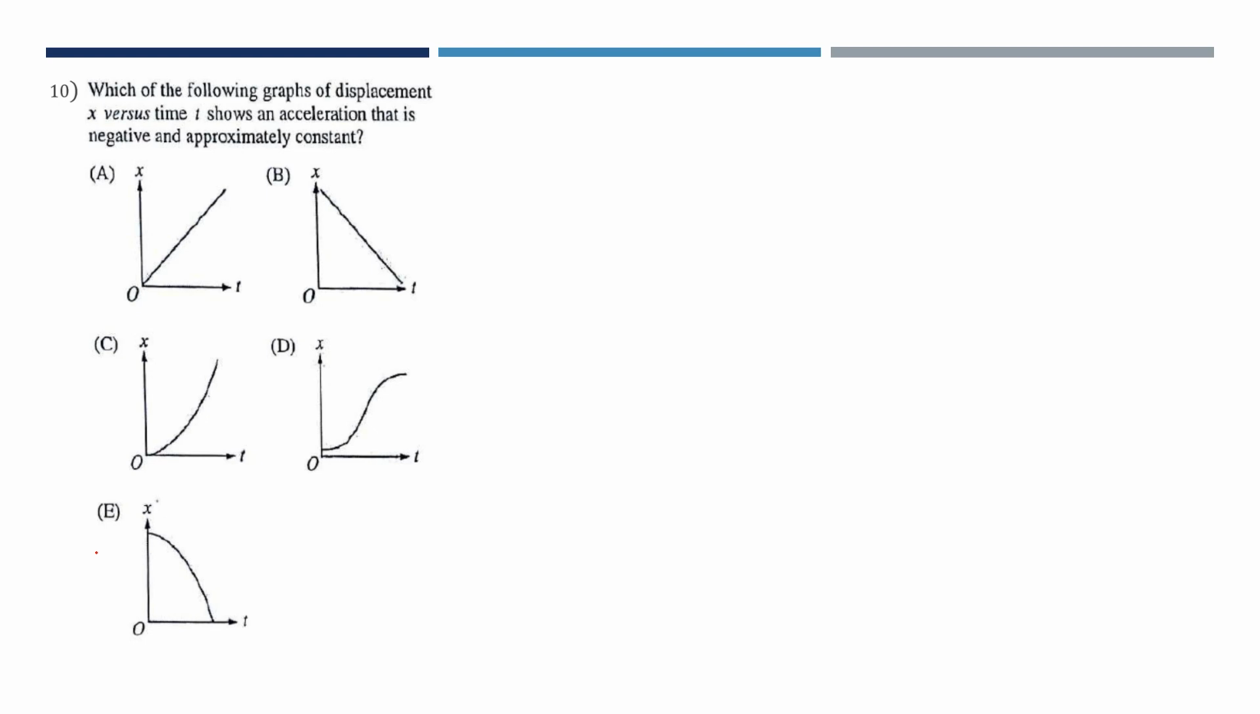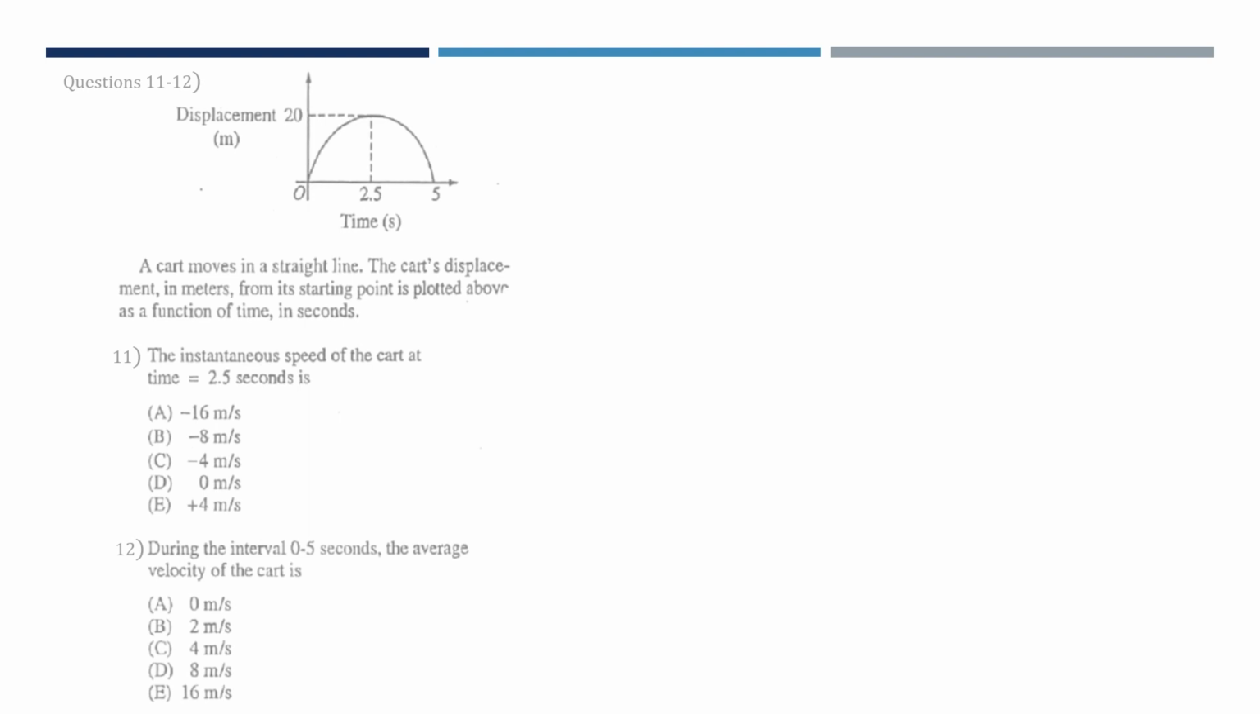Excellent. Let's move to question 11. A cart moves in a straight line. The cart's displacement in meters from its starting point is plotted above as a function of time in seconds. So we have a graph between displacement and time. Don't be deceived. This is not a projectile that is thrown up in the air. We have a graph drawn between displacement and time for a cart moving in a straight line.